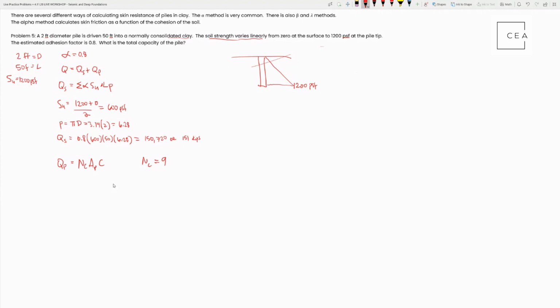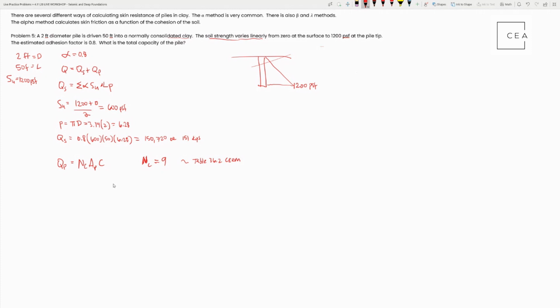Now, NC is always 9 for these kind of problems, and that's because it's coming from the Terzaghi cohesion factors. You can look that up, Table 36.2 in the SERM. If you remember, solving for bearing capacity, there's these factors. Well, if you're dealing with driven piles, this is typically always 9.